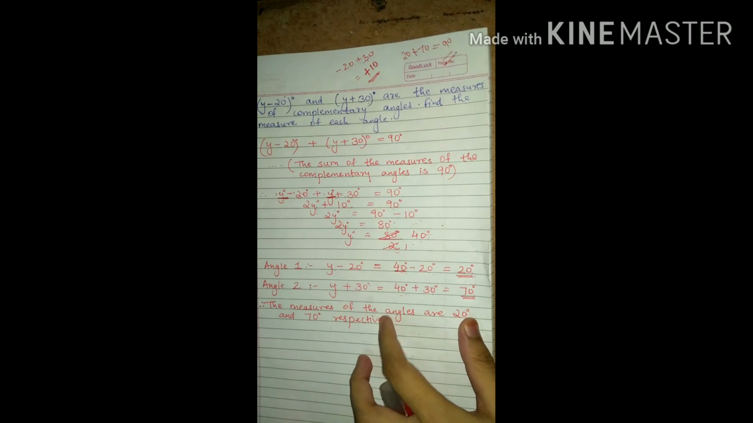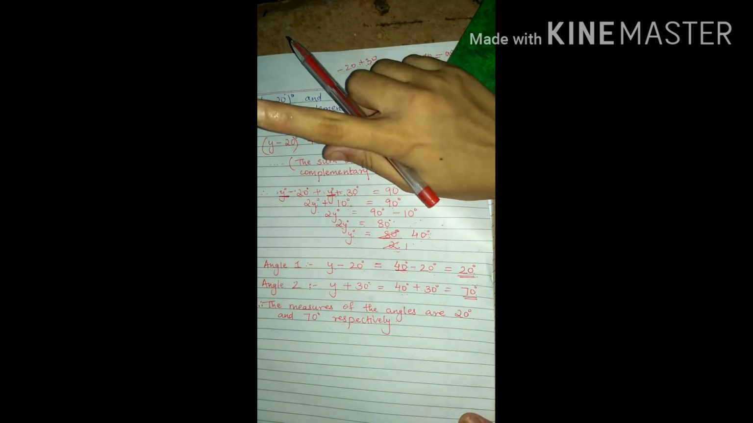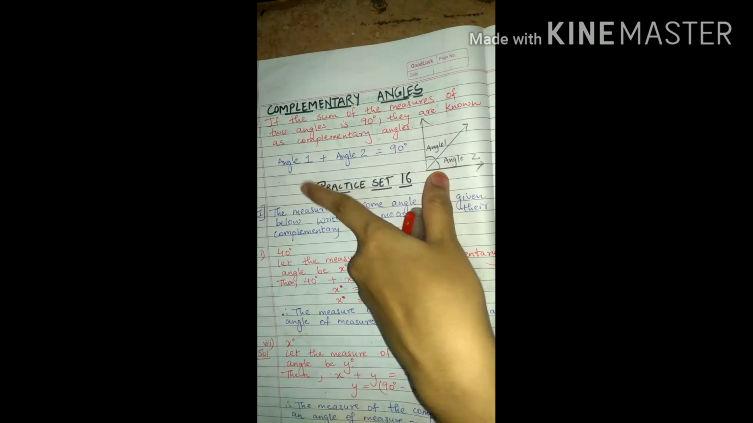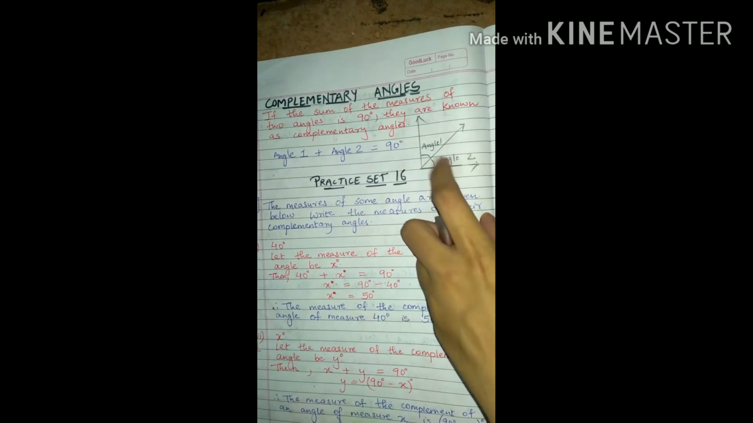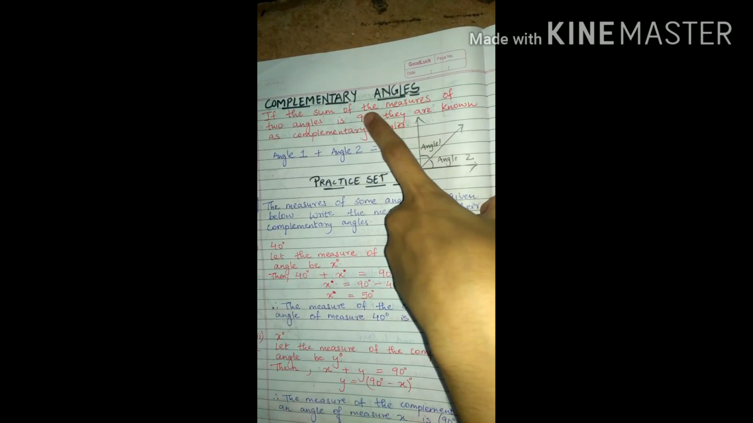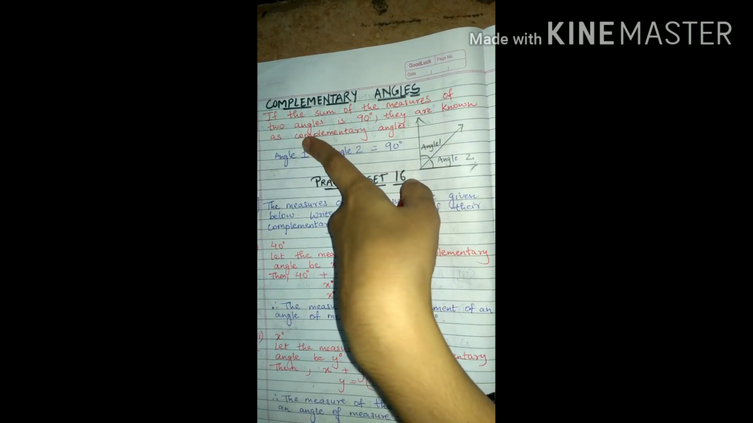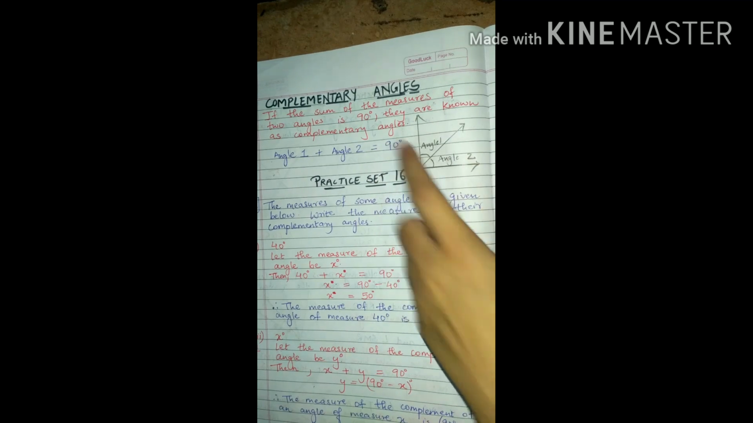Okay, so just one thing you have to remember in complementary angle, the measure of angle 1 plus the measure of angle 2 equals to what? Equals to 90 degree. Addition of two angles, angle 1 plus angle 2 equals to 90 degree. And the statement you have to remember, if the sum of the measures of two angles is 90 degree, they are known as complementary angles.